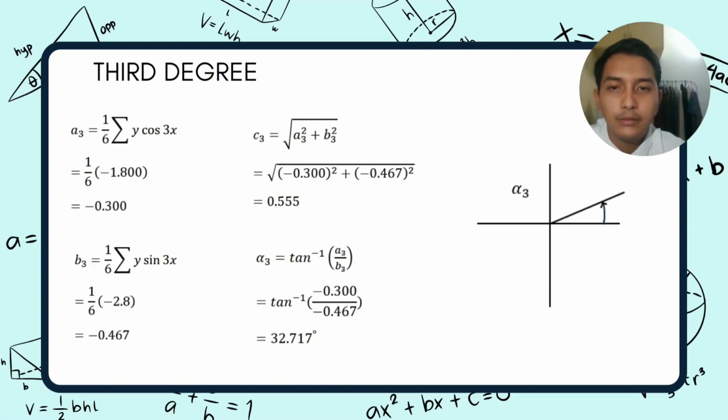And for the third degree, the formula is also the same as the first and second degrees. For a3, b3, c3, and alpha 3, we just change the sum to y cos 3x for a3, and we put the value from the table. For b3, we put the value of the sum of y sin 3x from the table. For c3, we put the values of a3 and b3, and we get 0.555. For alpha 3, tangent inverse a3 divided by b3, and we get 32.717 degrees, which is in the first quadrant.